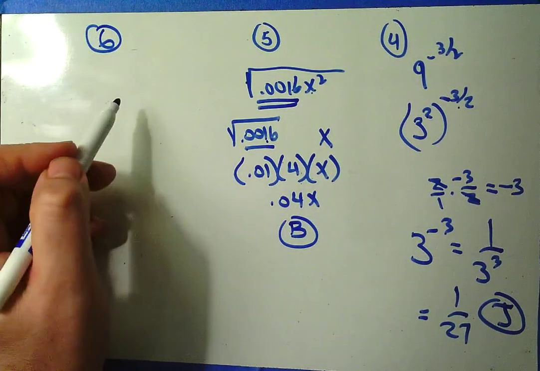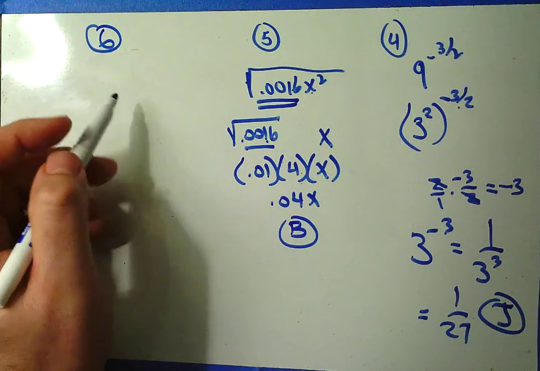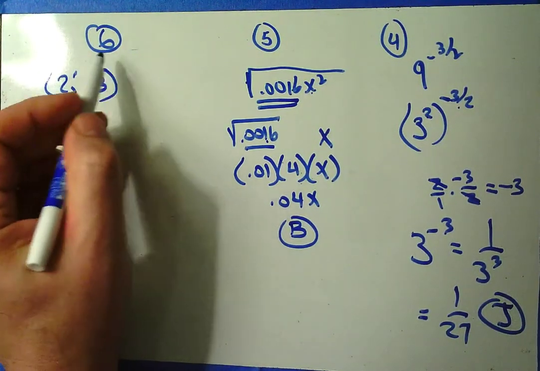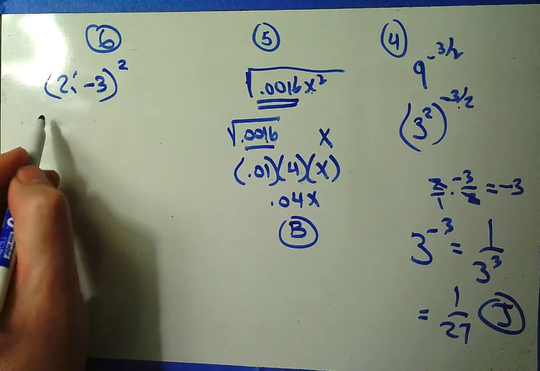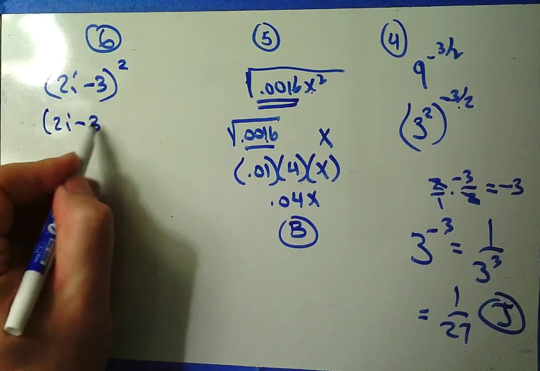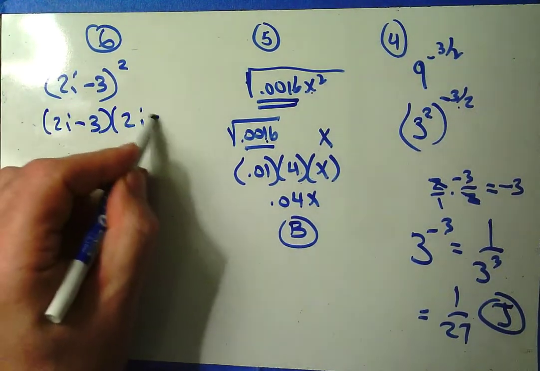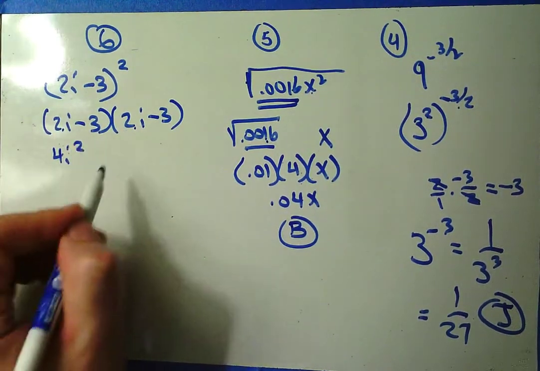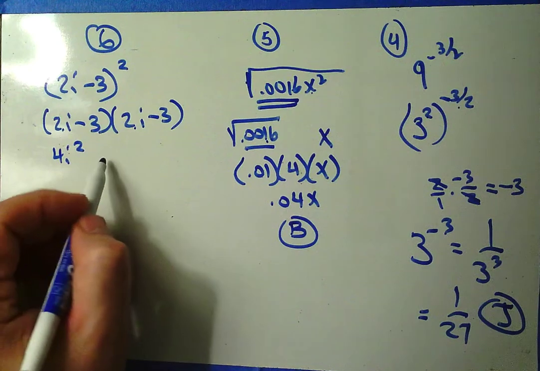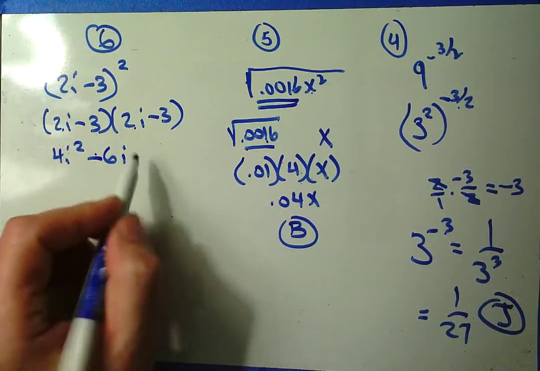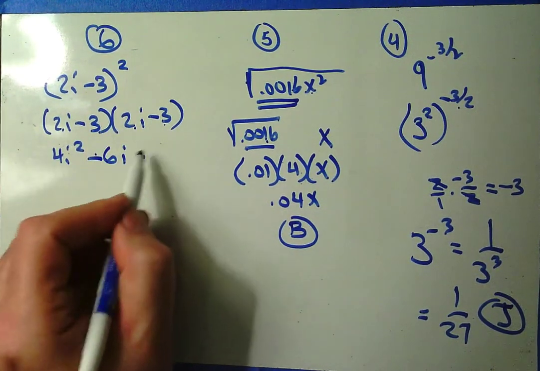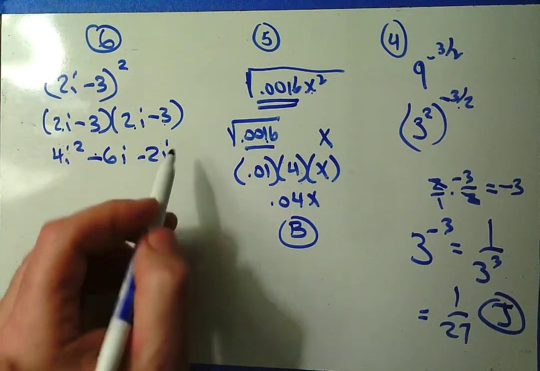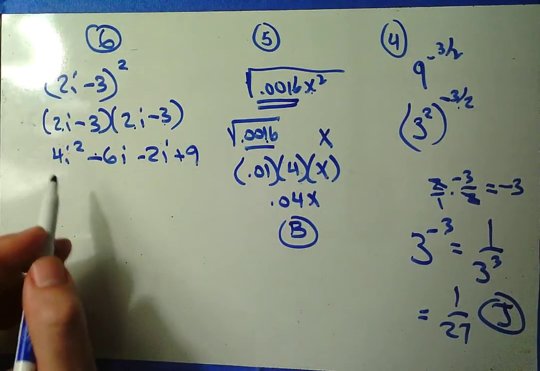Number 6. Complex number, what's the value of 2i minus 3 squared? Well, that's 2i minus 3 times 2i minus 3. 2i times 2i is 4i squared. Minus 3 times 2i is minus 6i. Minus 3 times 2i is minus 6i. And minus 3 times minus 3 is plus 9.